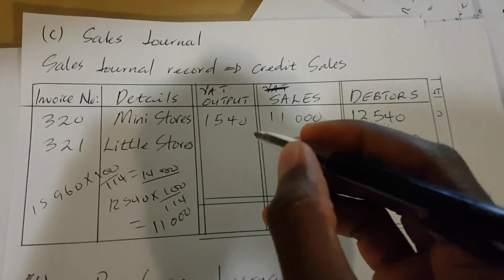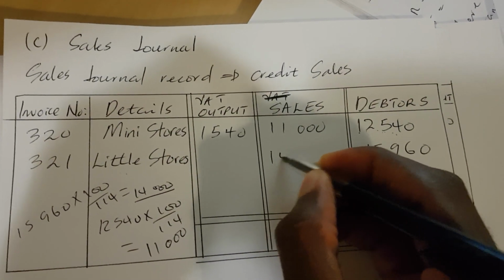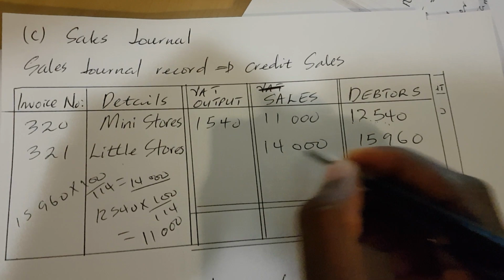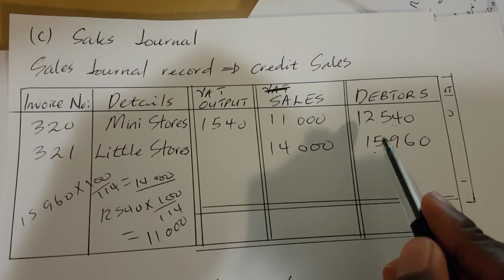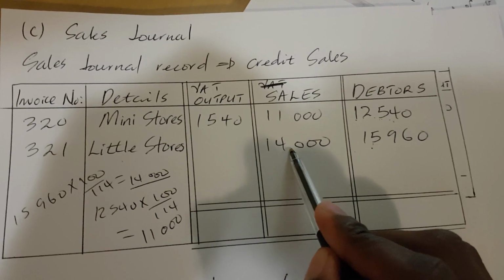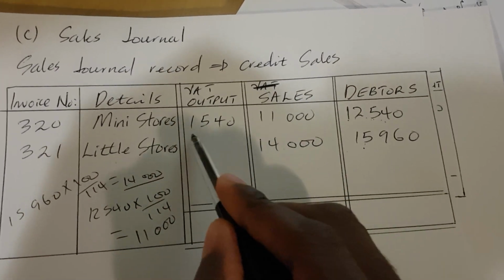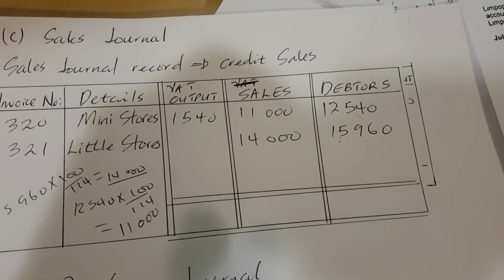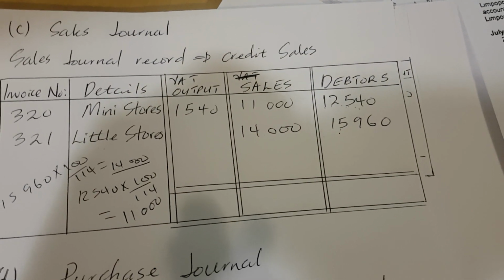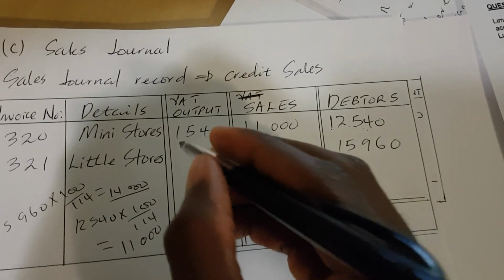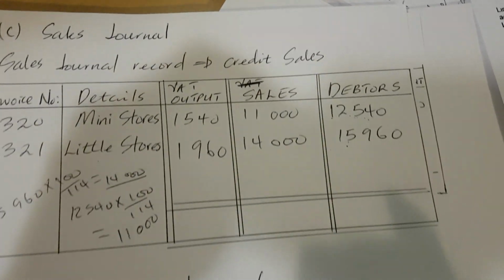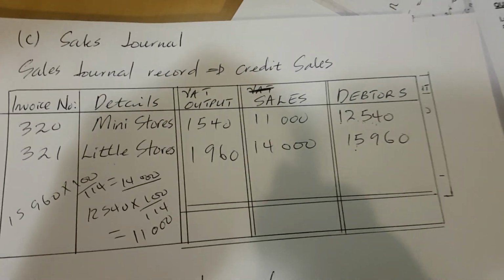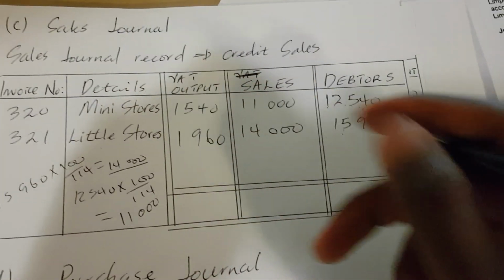So we have 14,000 of sales without VAT. So how much is our VAT amount? You're going to say debtors minus the sales without VAT. You will get your VAT. So our VAT will amount to 1,960.